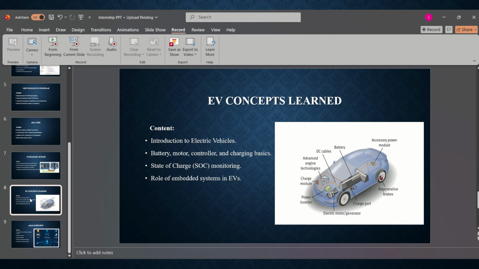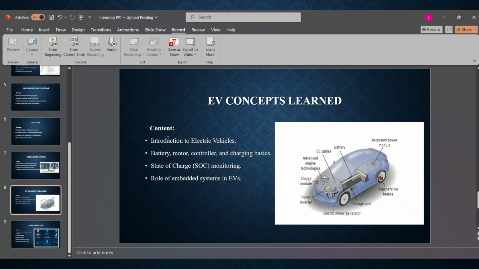So next is EV concepts learned. This slide explains the electric vehicle concepts. An electric vehicle runs using electricity instead of petrol or diesel. The major components of EV include battery, electric motor, motor controller, battery management system, charger. The battery stores electrical energy. The controller manages the motor. The electric motor converts electrical energy into mechanical energy to move the vehicle.